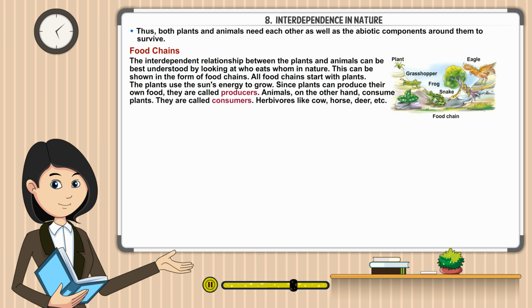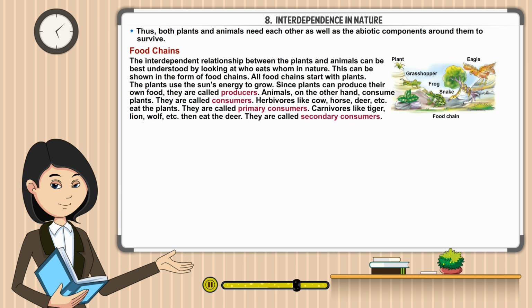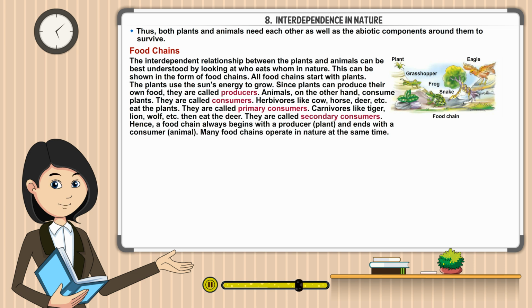They are called consumers. Herbivores like cow, horse, deer, etc. eat the plants. They are called primary consumers. Carnivores like tiger, lion, wolf, etc. then eat the deer. They are called secondary consumers. Hence, a food chain always begins with a producer, plant, and ends with a consumer, animal. Many food chains operate in nature at the same time.